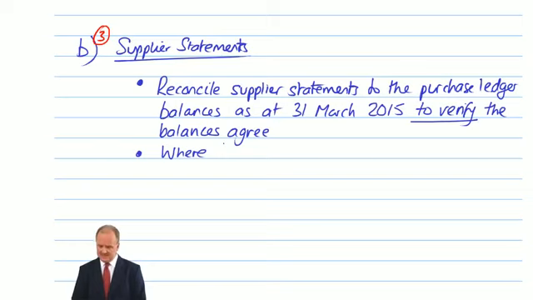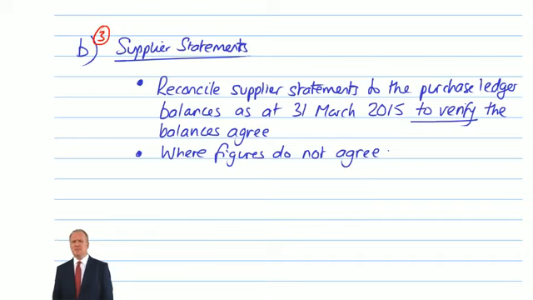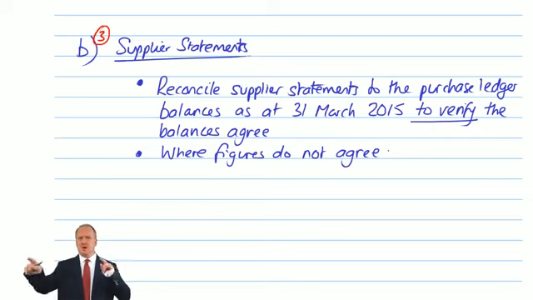But we need 2 more tests. What if the figures don't agree? Well, if they don't agree, we need to understand what the problem is, and is the supplier wrong, or is our client's purchase ledger wrong? We are 2 and a bit months after the 31st of March. Surely, if there is any sort of problem, there would be some correspondence between our client and the supplier where that problem was discussed and hopefully resolved.